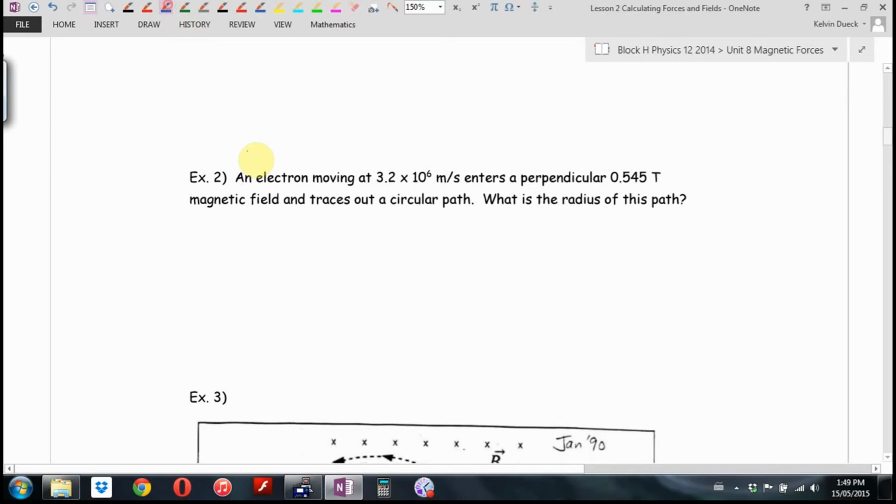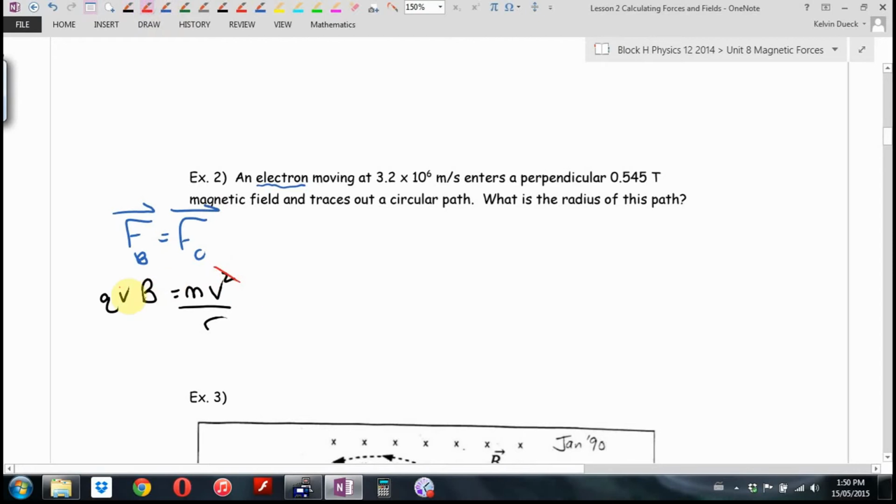Example 2. An electron, I'd probably underline the word electron, make sure I use the right information. Moving that fast enters a perpendicular, okay, they are at right angles, 0.545 Tesla magnetic field and traces out a circular path. What's the radius of the path? We're moving in a circle. What's pushing me in a circle? Why, magnetic force is pushing me in a circle. What's the magnetic force on a charge? Why, that is QVB. What's the centripetal force? Mass times which acceleration? V squared over R.